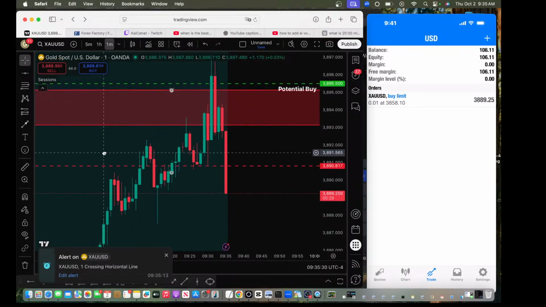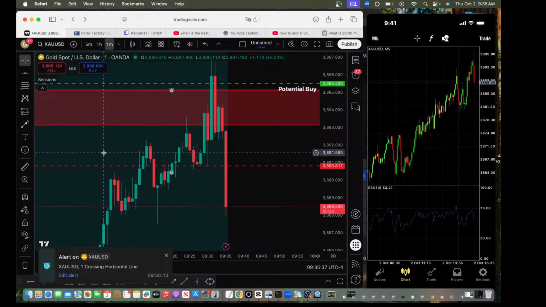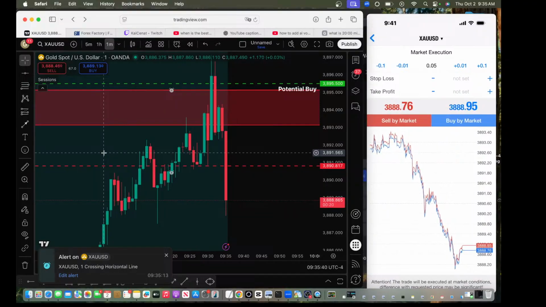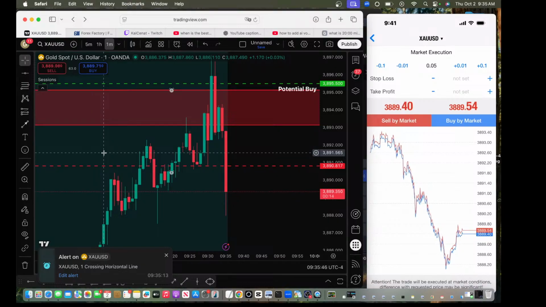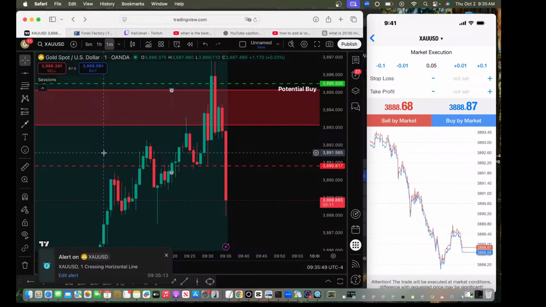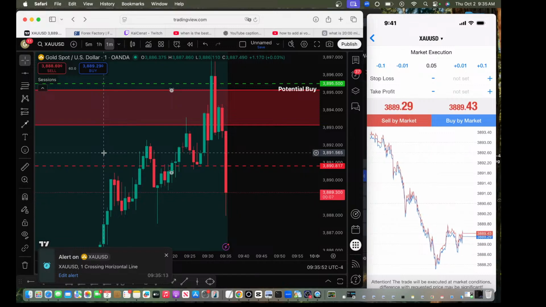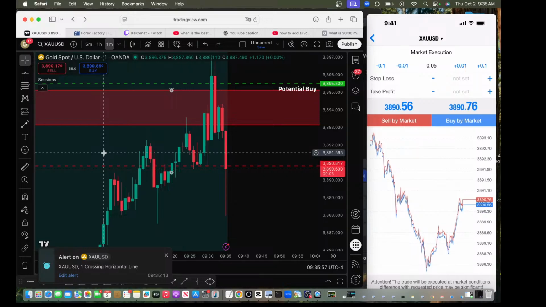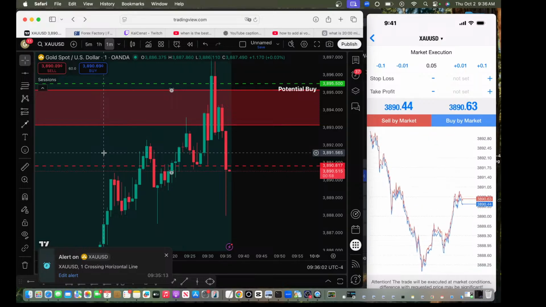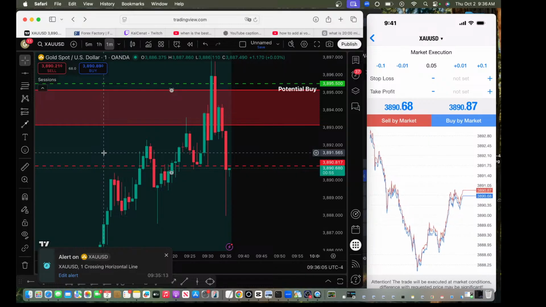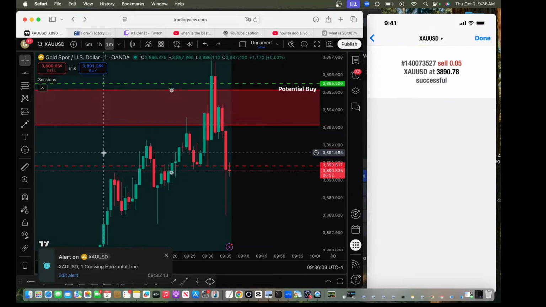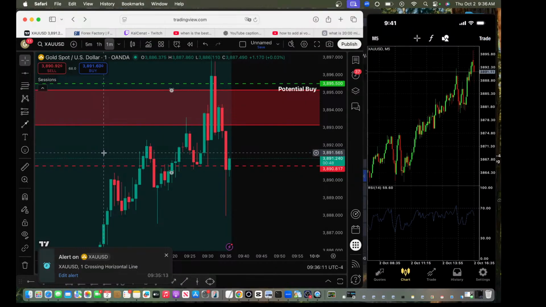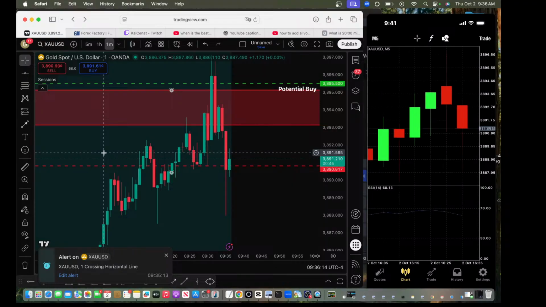This is a good sell, though. Definitely a good sell. All right, so this zone is holding up strong. Another invalidation candle would be crazy, bro.